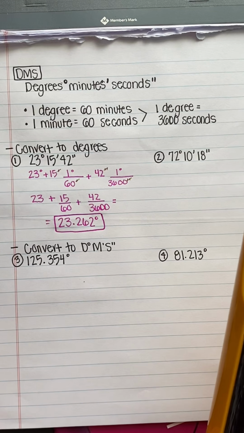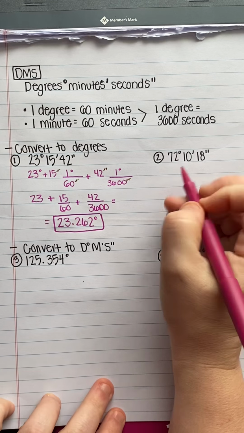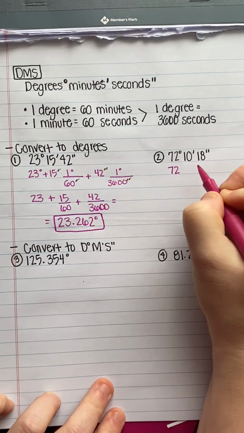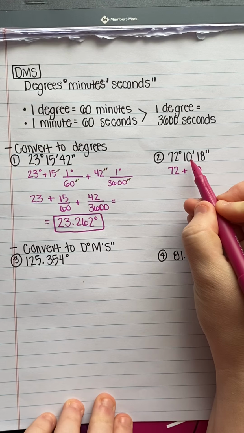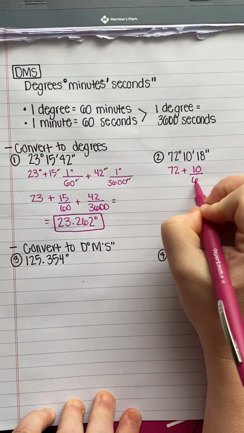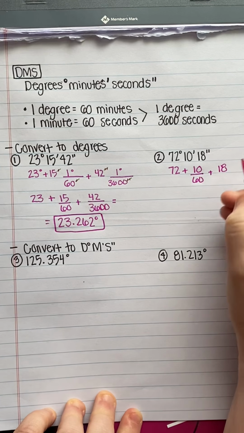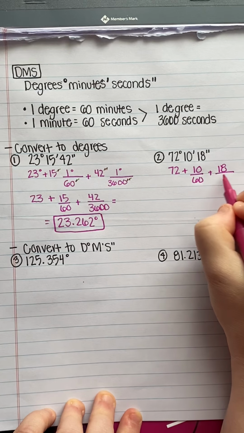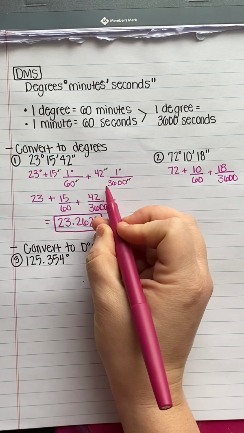Now let's look at number 2. A little bit of a shortcut on number 2. First thing, my degrees drops down. So 72 is going to drop down. Then I'm going to add my minutes. Now, in 1 degree, there's 60 minutes, so this has got to get divided by 60. Now, next thing I've got is my seconds. In 1 degree, there's 3,600 seconds. I'm going to divide this by 3,600. So this is basically what I did here without the unit analysis.